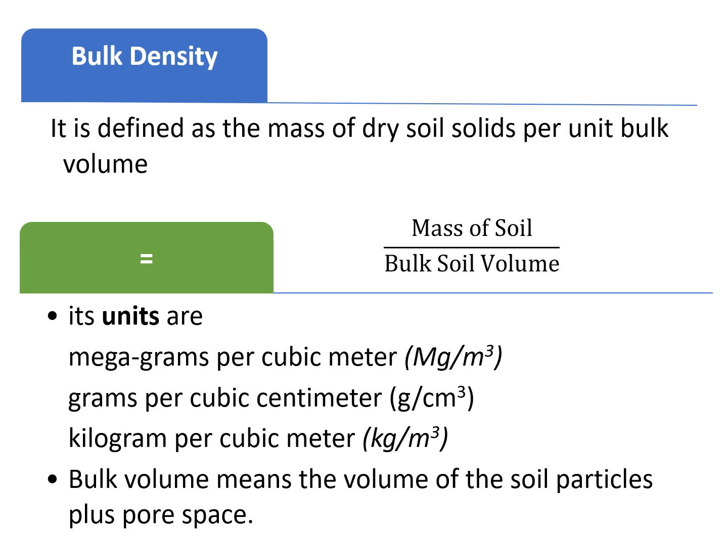Then we have bulk density. It is also the ratio of the mass of the soil and the volume of the soil, but we use the term bulk volume, meaning the pore spaces are also included in that. So we define it as the mass of dry soil solids per unit bulk volume. It means the pore spaces are not included. We have similar units here: megagram per cubic meter, gram per cubic centimeter, and kilogram per cubic meter. Bulk volume means the volume of the soil particles plus pore space.